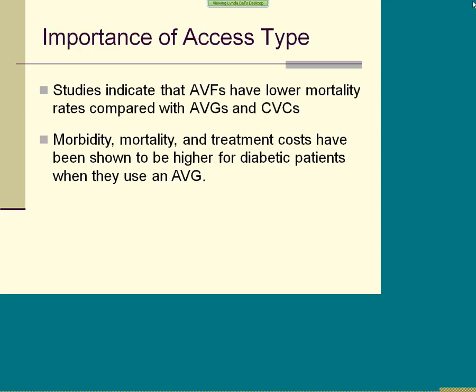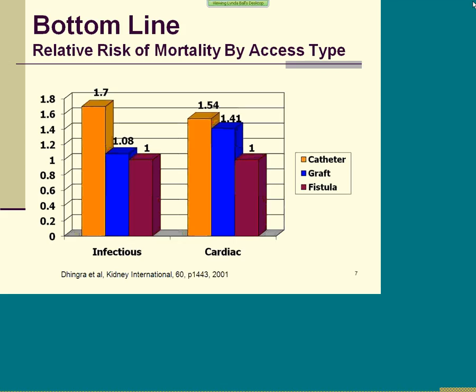That's why vessel mapping is really, really important to do, because we have to make sure that they do have bad vessels. If they can have a fistula based on their vessels, they really need to have a fistula because they're at really, really high risk. And we're going to show you those different risks here. This one is the relative risk of death by access type, and these are the different deaths, the infectious complications and the cardiac complications.